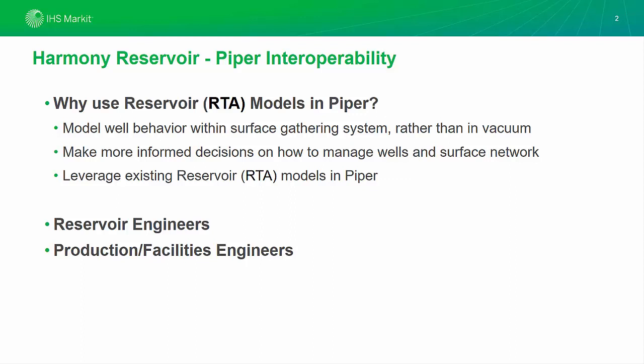So the importance of the interoperability feature is that it provides the means of transferring information and data from Harmony Reservoir to Piper. In a sense, it's closing the gap between reservoir engineers, who have existing work that could be leveraged in Piper, by looking at the whole system from a gathering system point of view, by production and facilities engineers.